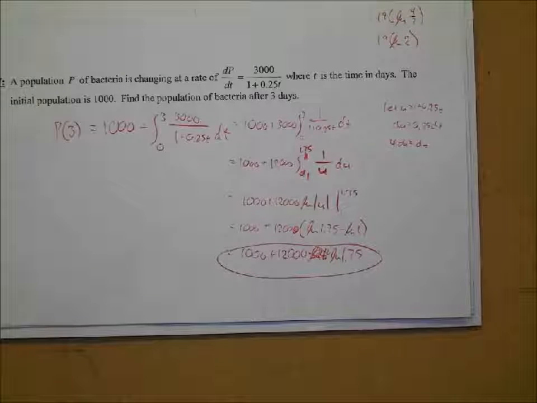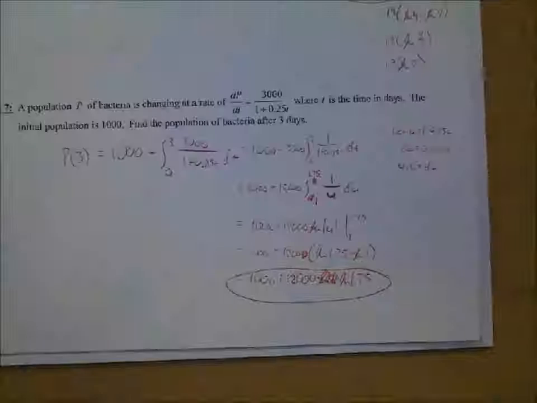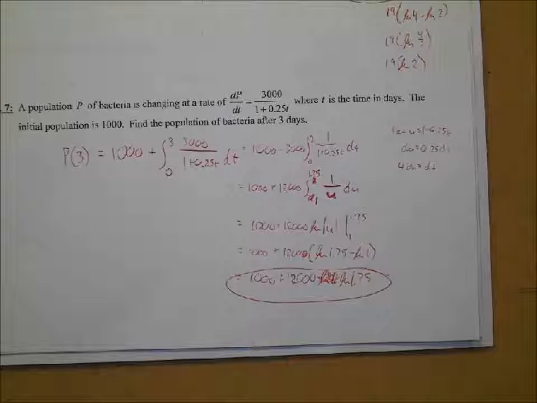Did you get the 1 to the 1.75 by plugging 3 and 0 into the U? The U, exactly right. Yep. Sean? Okay, yep, yeah. 0 in here is 1 plus 0, so it's just going to be 1, and then 3 in here is 1 plus 0.25 times 3, so 1 3/4 or 1.75.